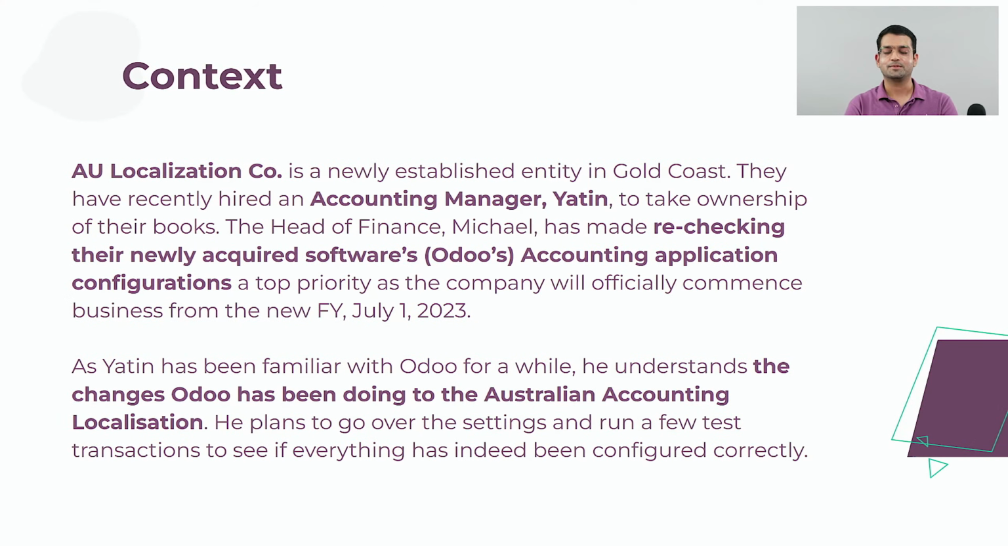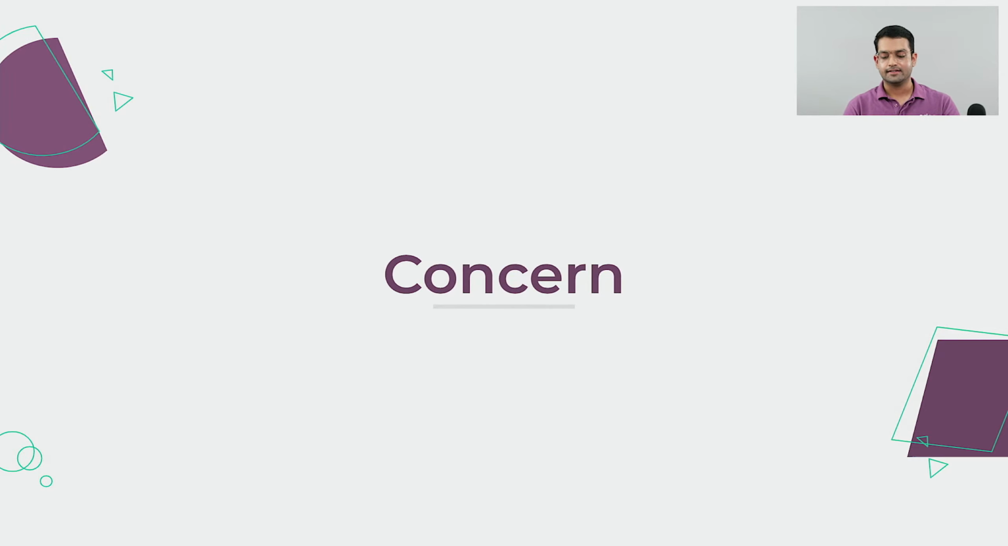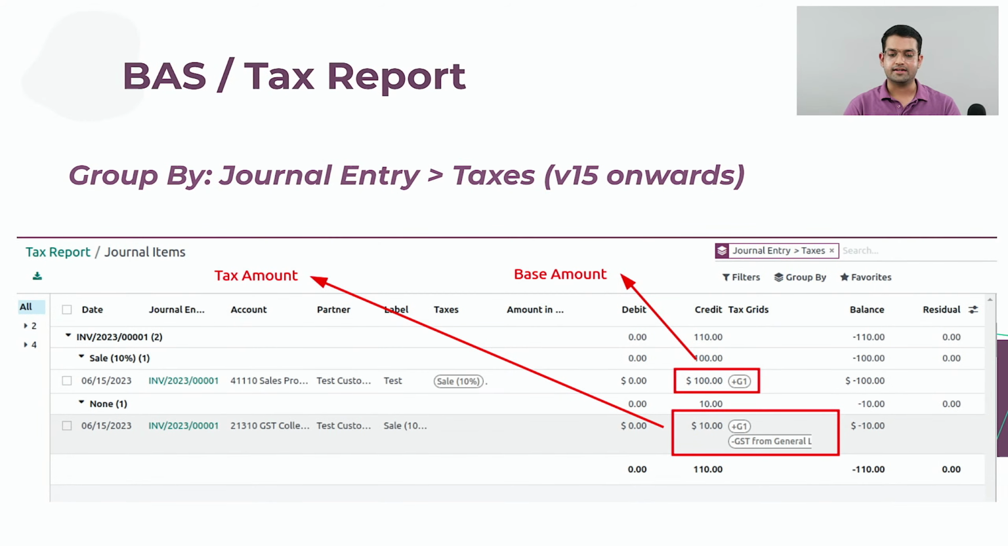That's actually the end of the demo, but let's move on. So, a concern. As I showed you in my demo, we realized that the BAS, or the tax report that I just mentioned in my demo, that's actually the BAS report in Australia. We realized that the group by that I used, journal entry to taxes, the taxes group by has been there from V15 onwards.